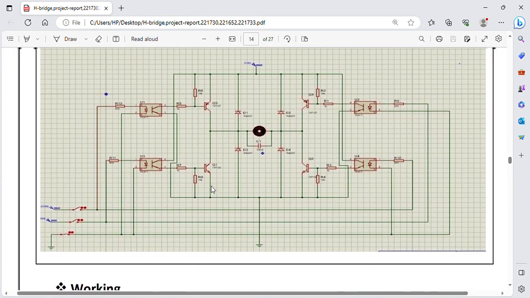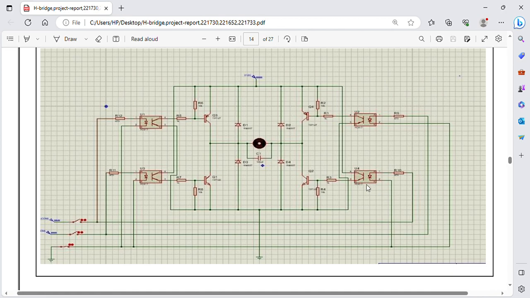Here is the Proteus simulation. This is the enable pin. This is a switch to move. If this switch is in on state, the motor will move in counterclockwise direction, and if this switch is in on state and this switch is in off state, then the motor will move in clockwise direction, and if both the switches are in on state or both in off state, the motor is not able to move.